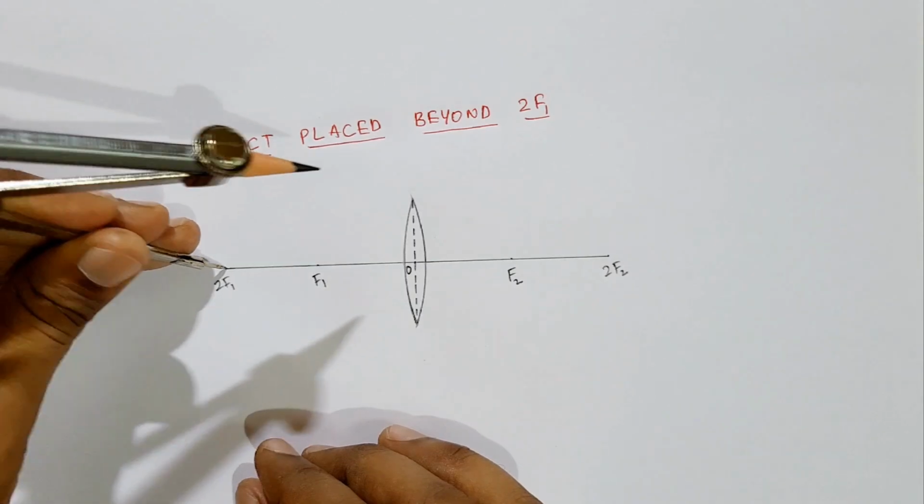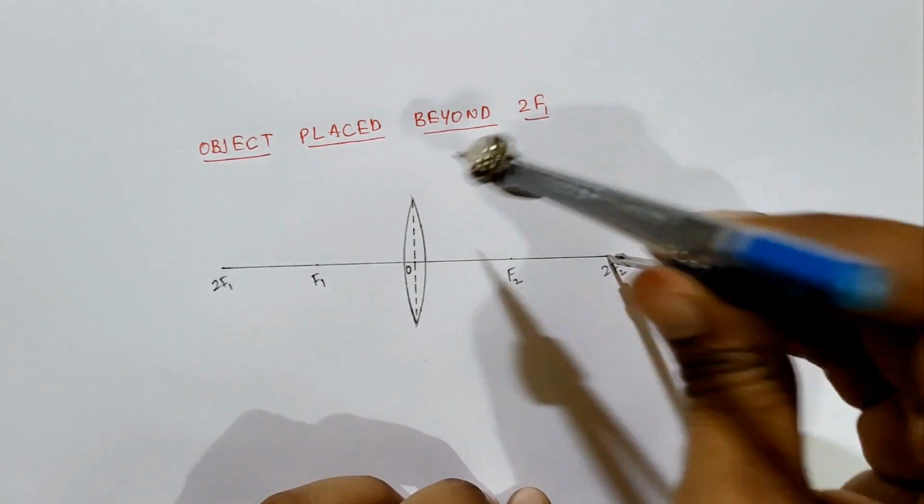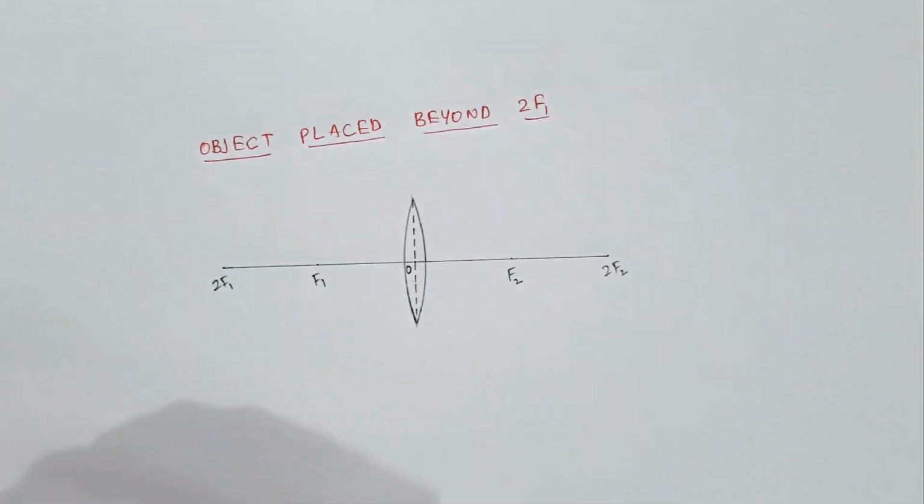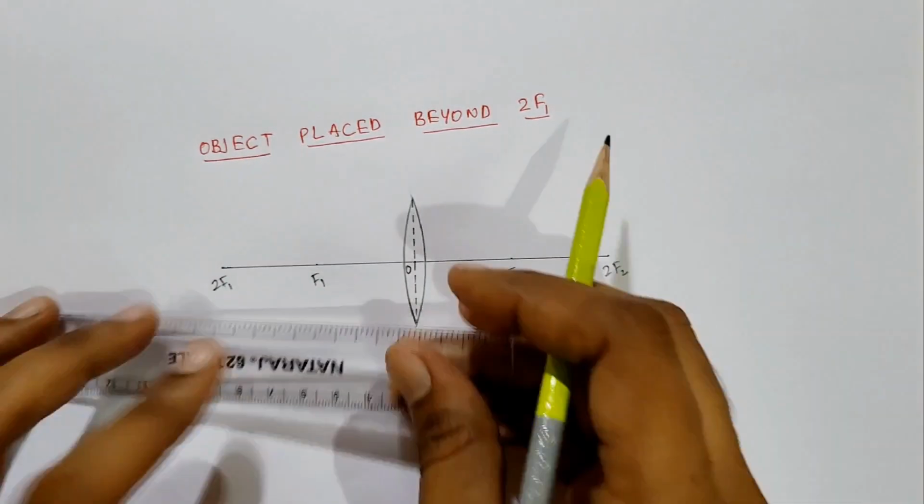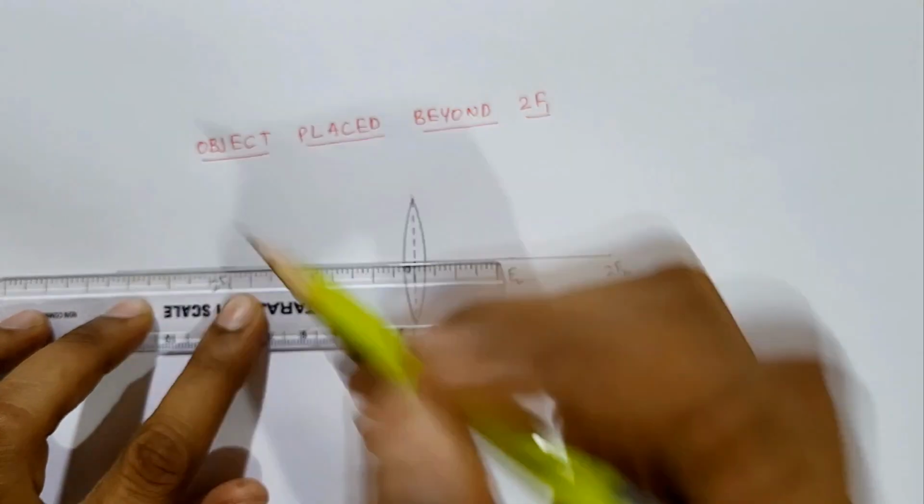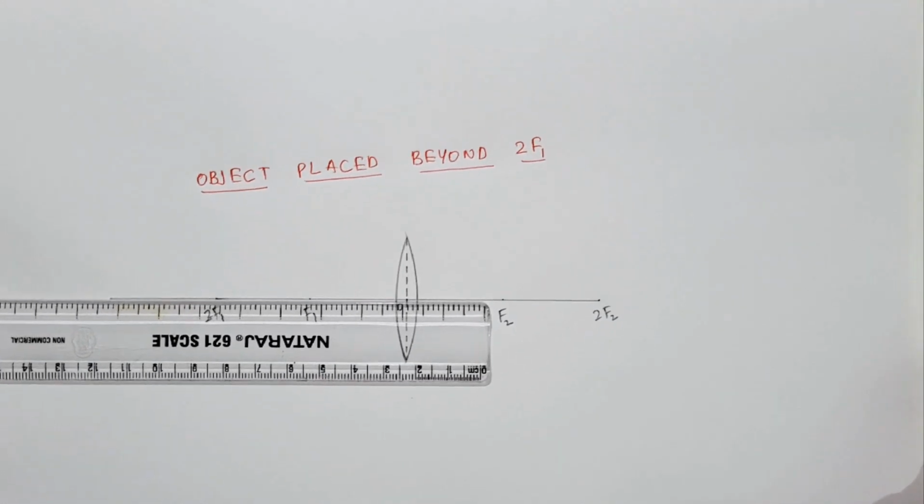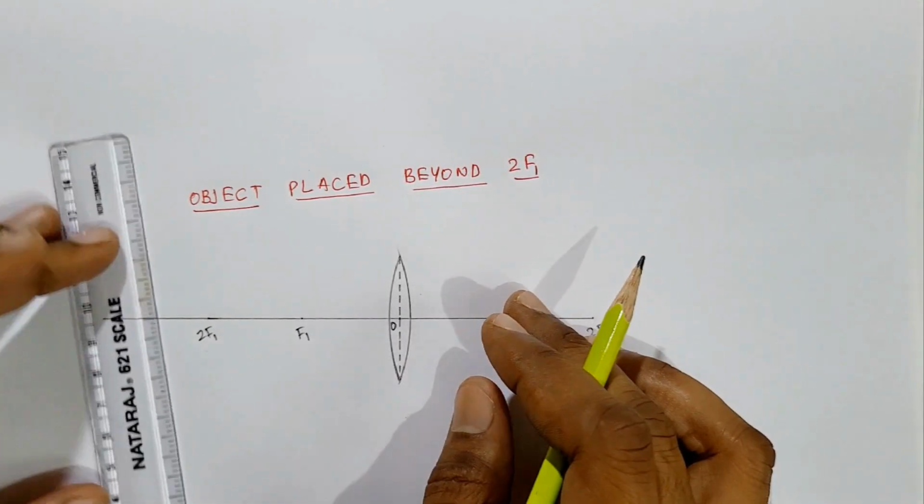Taking 2f1 as center, I drew one arc, and taking 2f2 as center, I drew another arc and I got the lens. Now the object is placed beyond 2f1, correct? Now you just extend this principal axis, okay? Now after extending it, just take an object.